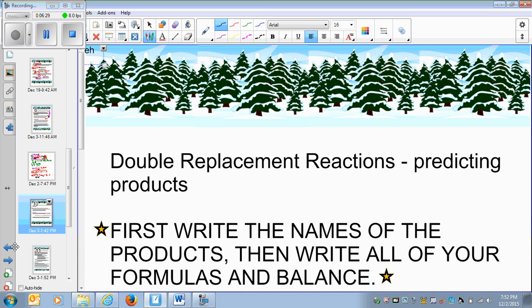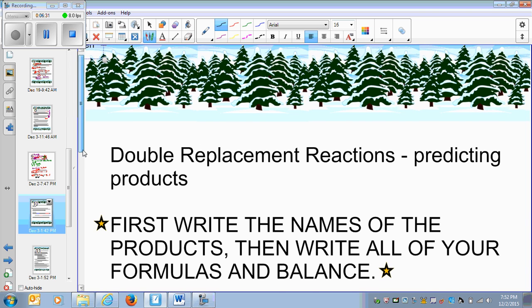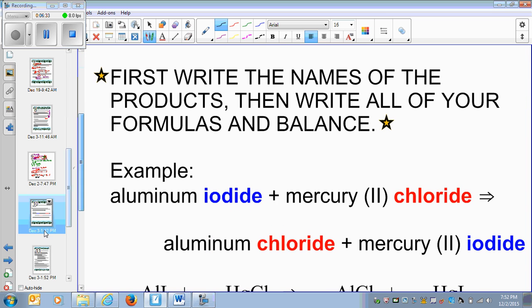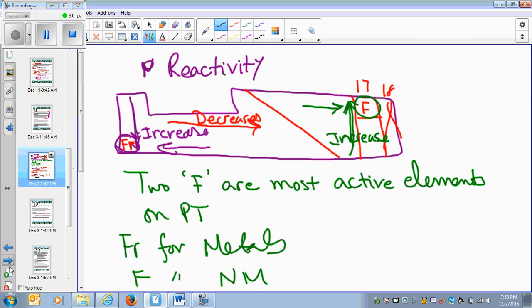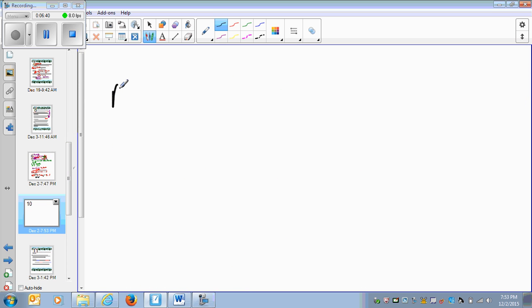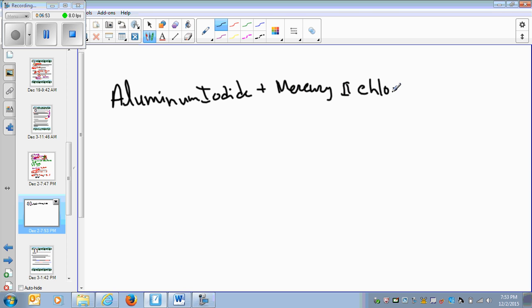Okay, so let's do this. So you have aluminum iodide, and mercury 2 chloride. So the question on the test is that there is nothing on the product side. So you have to predict the product.